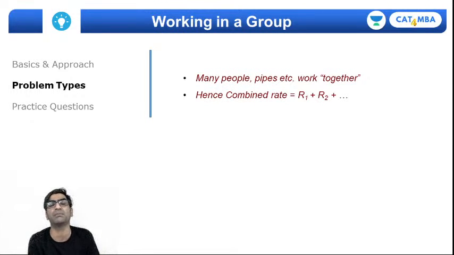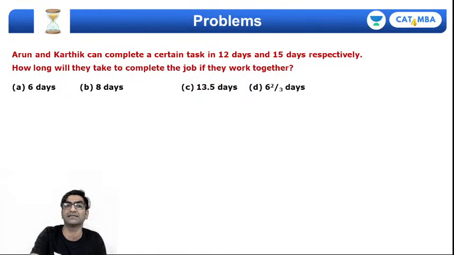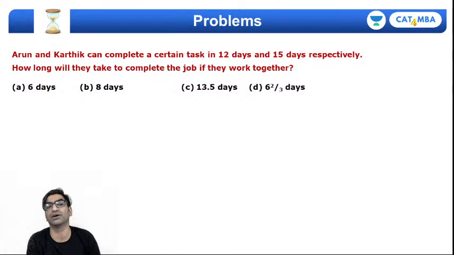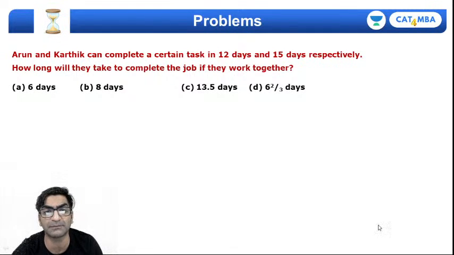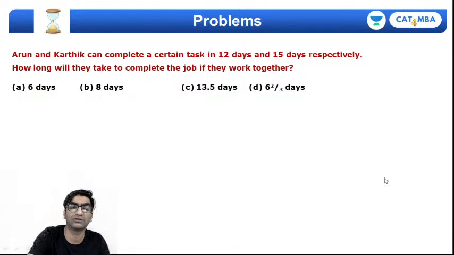The first type is when people work in a group. Quite obviously, once you calculate the individual rates, you will combine the rates of each of the people or pipes or whatever is given in the problem. You'll add their rates to calculate the group rate. Let's understand this very quickly. Here's a problem: Arun and Karthik, 2 persons, complete a task in 12 days and 15 days respectively. How long would they take together?